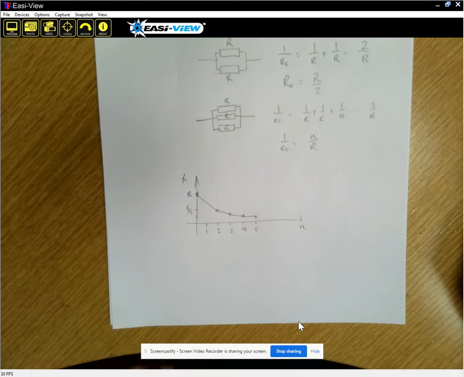So from the answers available, decreases linearly as n increases, no. R decreases non-linearly as n increases, that's correct. So B is looking right. We'll check C and D.